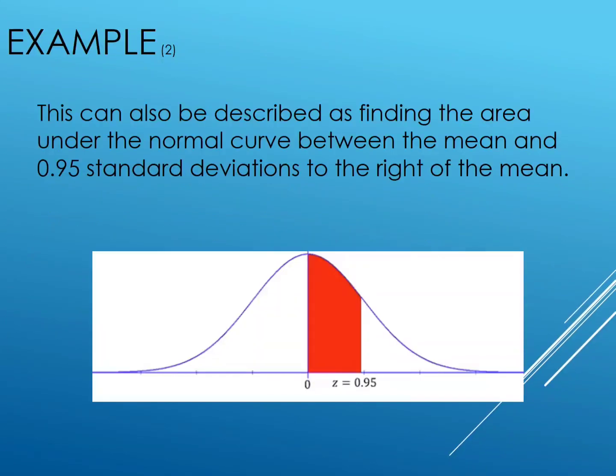So in this case, if we look at our normal distribution, we'll see that between 0 and 0.95, the shaded area in red is the z-score that I'm looking for. The z-score is 0.95, but what we are looking for is the probability, meaning the percentage that area covers within this normal distribution.